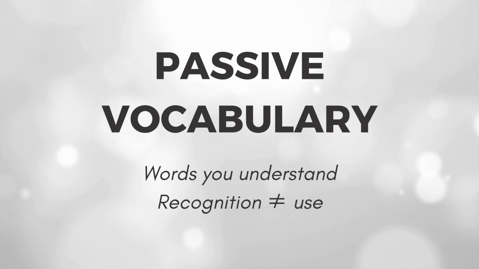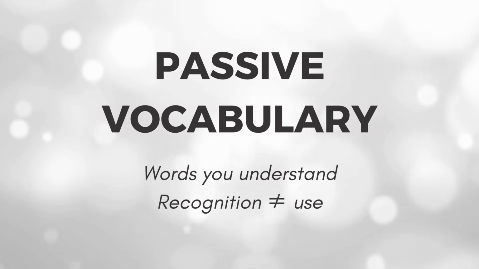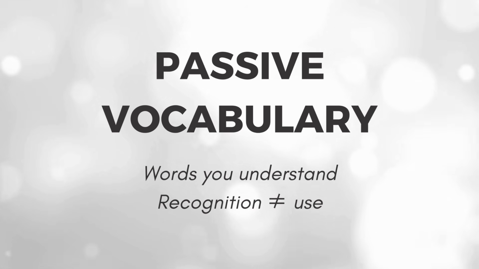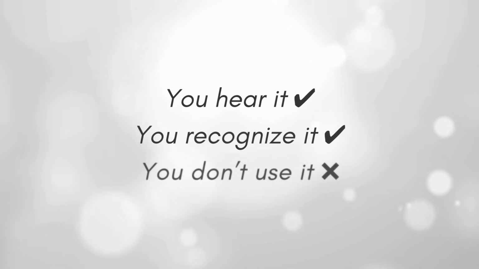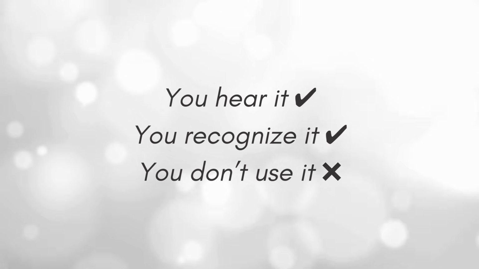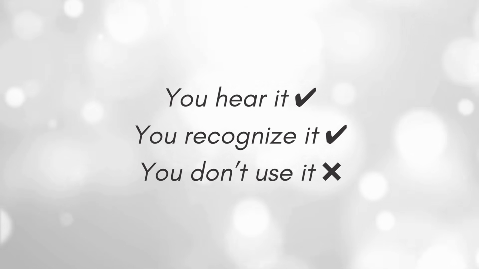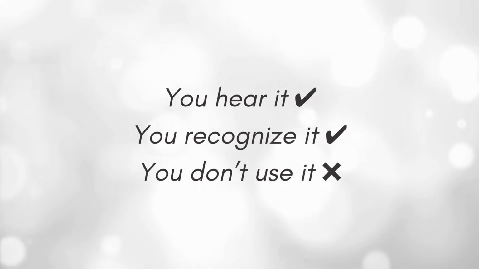Let's start with passive vocabulary. Passive vocabulary means the words that you understand when you hear or read them. These are words that feel familiar. You recognize them. You know what they mean in context. For example, you hear a sentence in Finnish and you understand the main idea without translating every word. Or you read a text and think, yes, I know these words. Those words are part of your passive vocabulary.